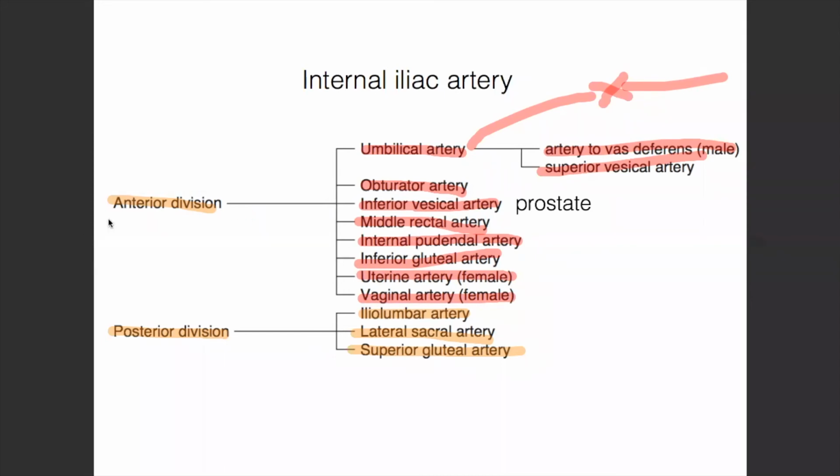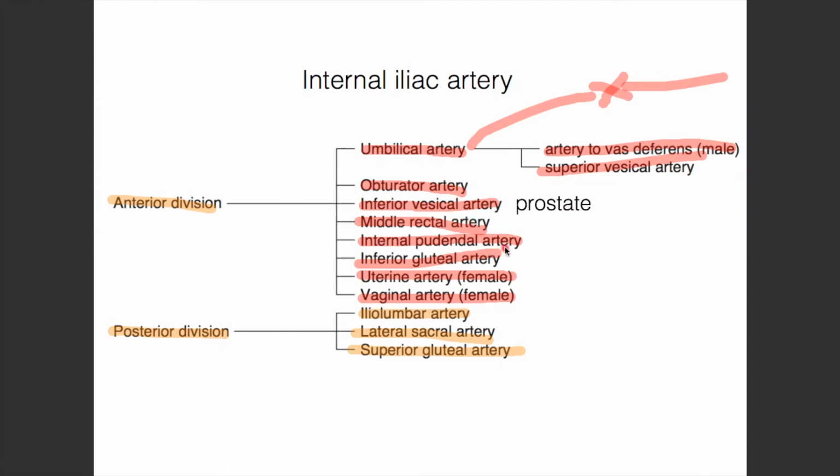Again, let's go through them really quickly. In the anterior division, we have the umbilical artery, which gives us the artery to the vas deferens and the superior vesical artery. The anterior division also gives us the obturator artery and the inferior vesical artery, which supplies the prostate.